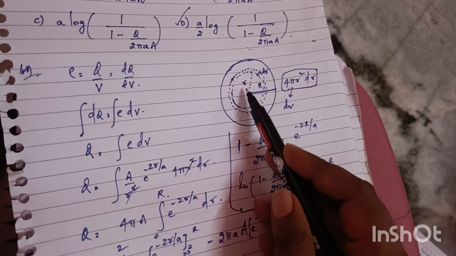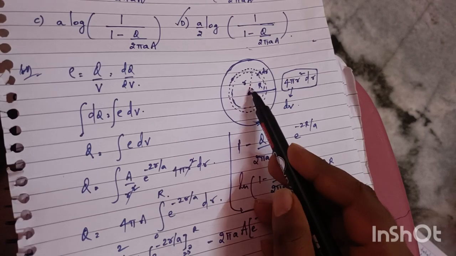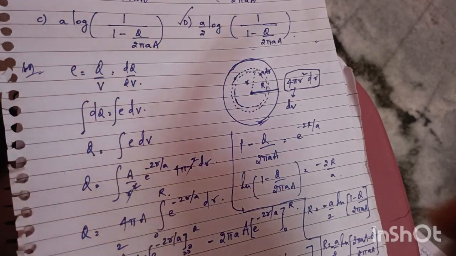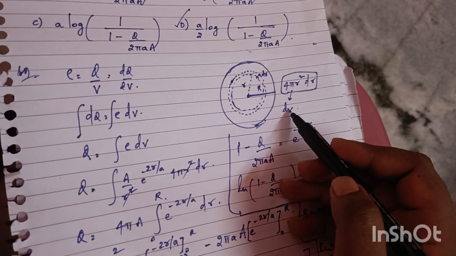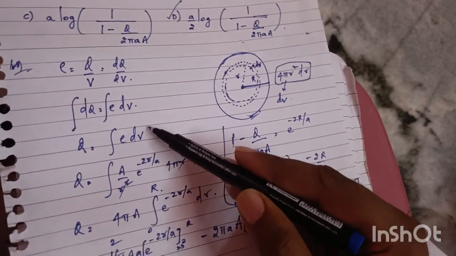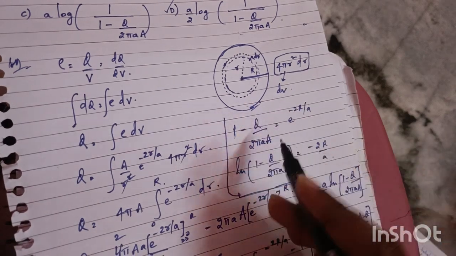And dv is the elemental shell's volume. The thickness is dr, and at radius r the surface area would be 4 pi r square. If I multiply that with the elemental thickness dr, I get the volume, which I've denoted with dv here.